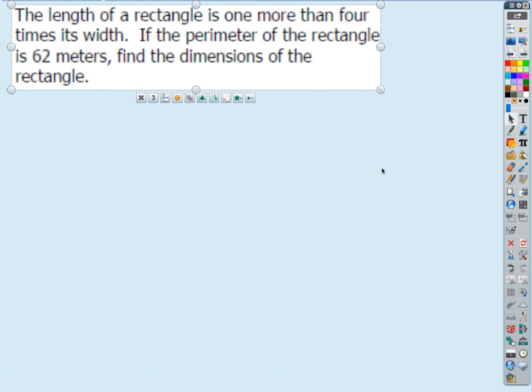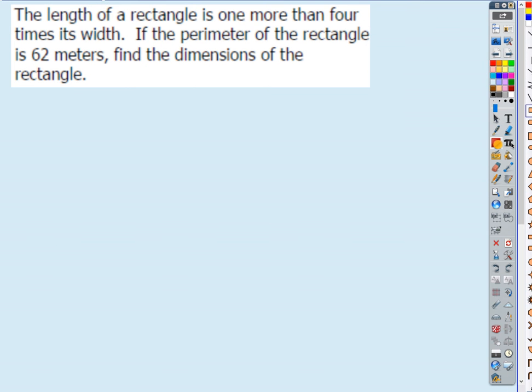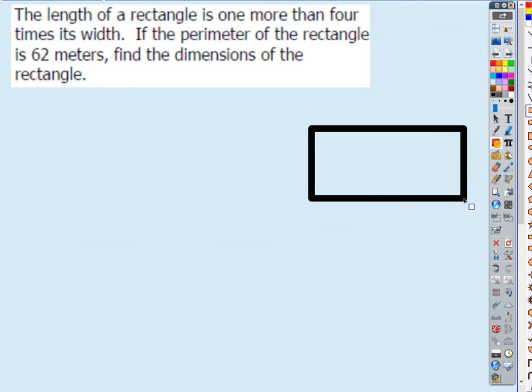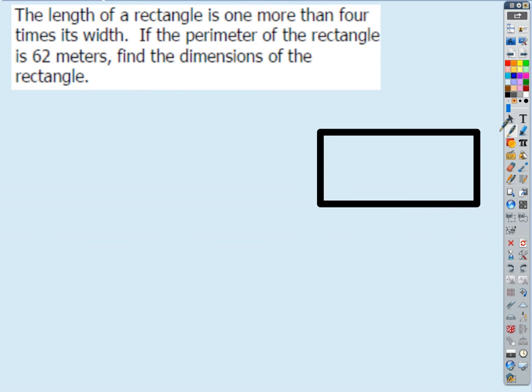Okay, last one. The length of a rectangle is 1 more than 4 times its width. If the perimeter of the rectangle is 62 meters, find the dimensions of the rectangle. So when you're doing geometry problems like this, a picture really helps organize things. So let's draw, first of all, a rectangle. There's my rectangle, okay?